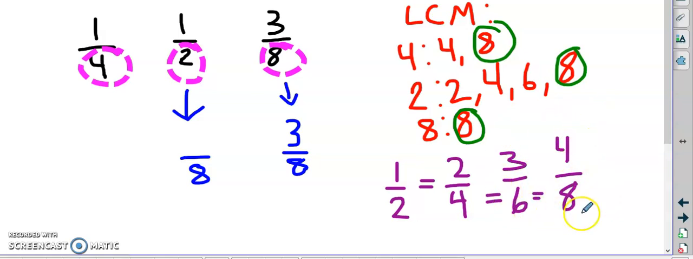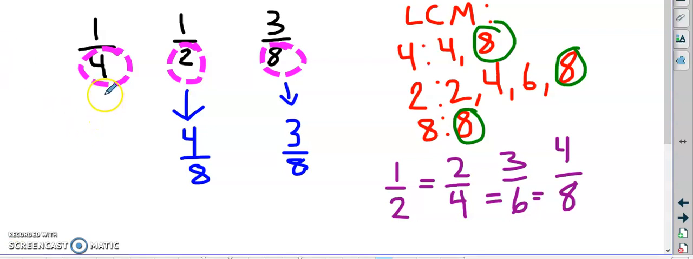Now, do I have to do this if I knew my equivalent fractions for half? No, I wouldn't have to. And we should know that 4/8 equals 1/2. That's one of those fractions we should know off the top of our head. But sometimes when we've been out of school for a long time, it's hard to remember. So that's why we went ahead and did it by hand.